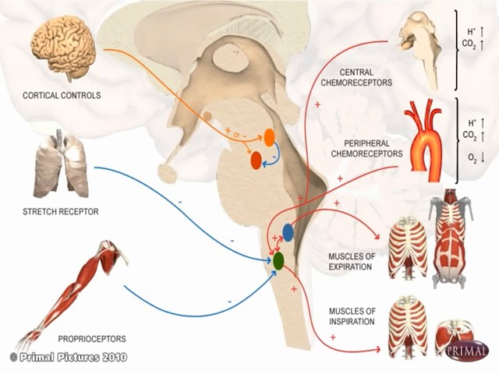We also have our peripheral chemoreceptors that respond to an increase in acid, an increase in CO2, and a decrease in oxygen. Our muscles of respiration will have a positive or negative effect upon them depending upon what the peripheral and central chemoreceptors find. Our stretch receptors will control how deep that respiration goes, and then we also have proprioceptors that are going to have some effect on our muscles of respiration as well.